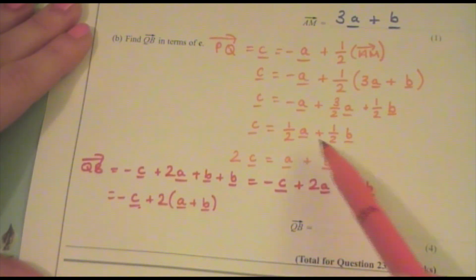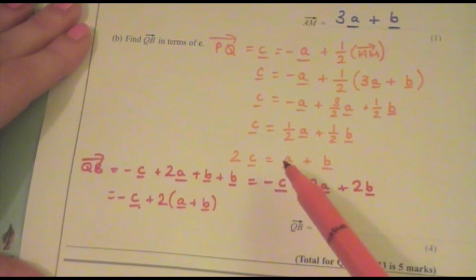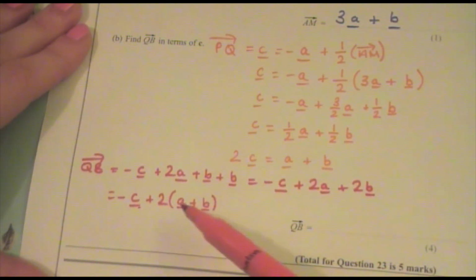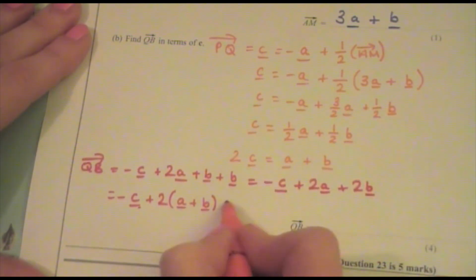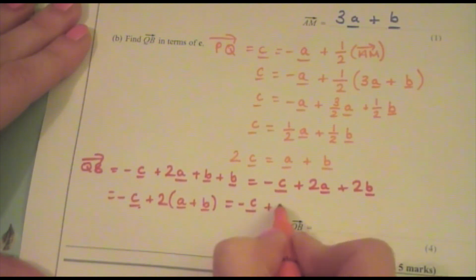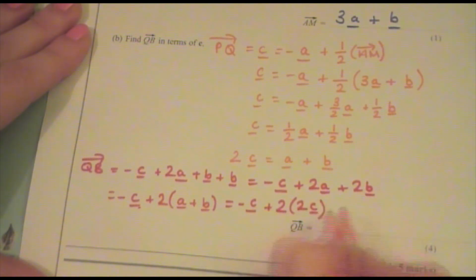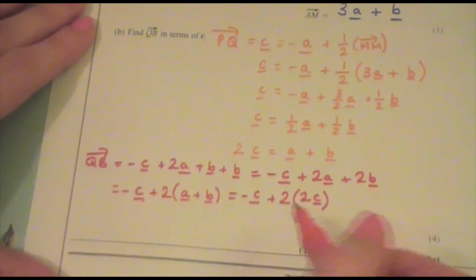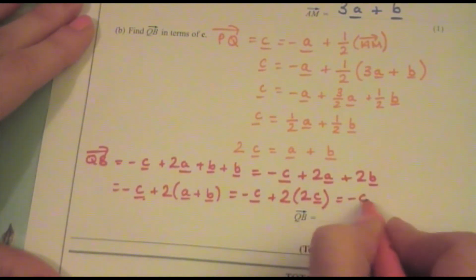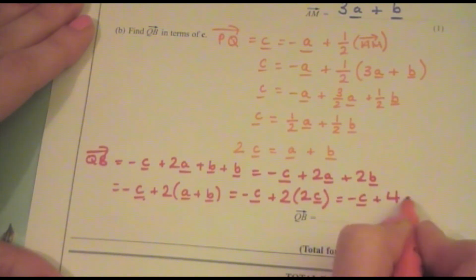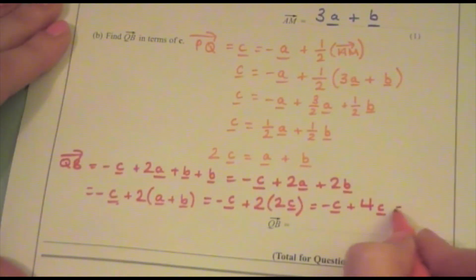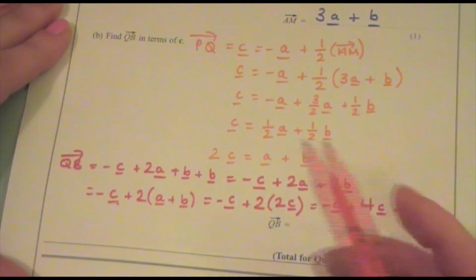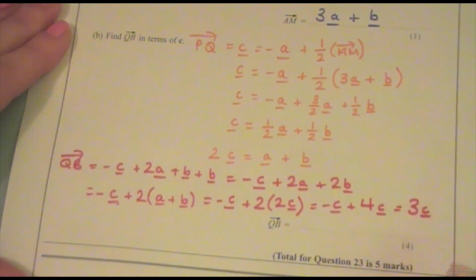So I'm going to look back at what I did earlier, and I'll notice that A plus B equals 2 lots of C. Now I've got an A plus B here, I could substitute 2C into this bracket. So I'd still have a negative C plus 2 lots of 2C. And again, I'm going to simplify. So I've got minus C, multiply out the brackets, I end up with 4C. Okay, and I can still simplify this because I've got a minus C plus 4C, I end up with 3C. So I've managed to work out the vector QB in terms of C, and it's 3C.